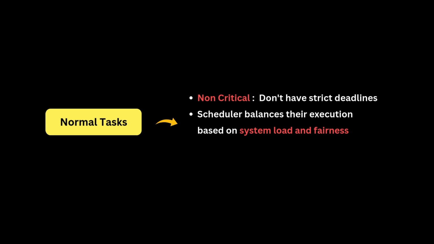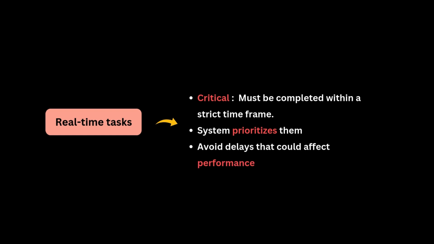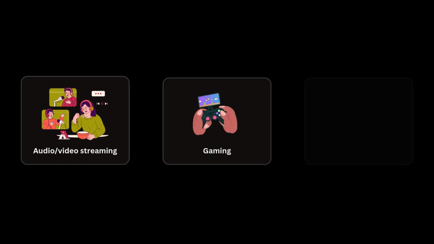Normal tasks are non-critical, meaning they don't have strict deadlines. The scheduler balances their execution based on system load and fairness, ensuring that all processes eventually get CPU time. Common use cases include background processes, general-purpose applications, and tasks that can tolerate some delay or variability in execution time. Real-time tasks are critical because they must be completed within a strict time frame. The system prioritizes them to avoid delays that could affect performance, such as in audio/video streaming, gaming, or industrial control systems.